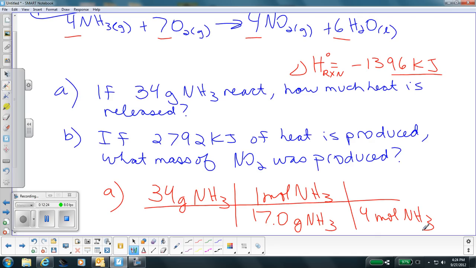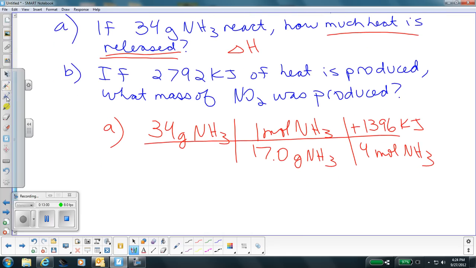The question is not, what is the change in delta H? If we are releasing heat, we are releasing positive heat. So I'm going to make this a positive 1396 kilojoules. If this question asked, what is the change in enthalpy for 34 grams reacting, then I would keep the sign here negative. However, because I asked how much heat is released, I need to keep this sign positive.